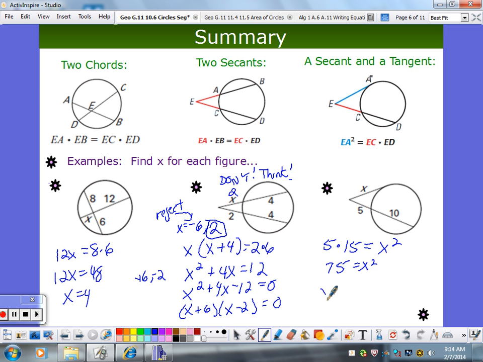I'm going to turn it around, just looking at it this way. So if x squared is 75, what's x? Careful now. x is plus or minus the square root of 75. Why am I doing plus or minus? Because a negative times a negative will also get me here. You have to consider both.